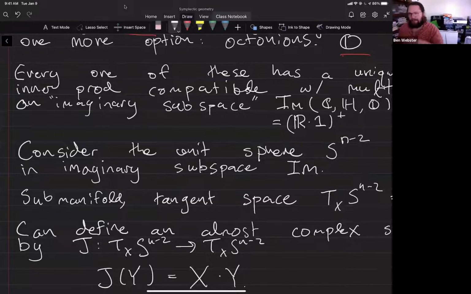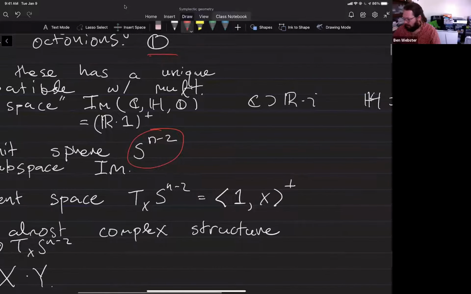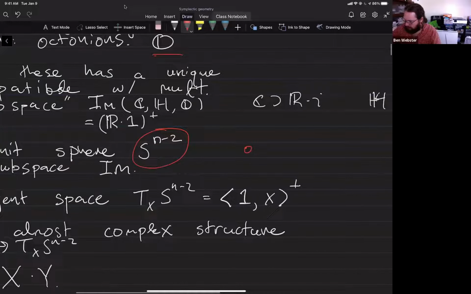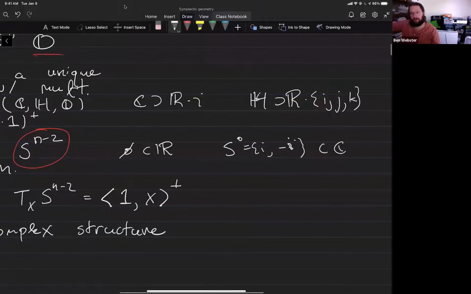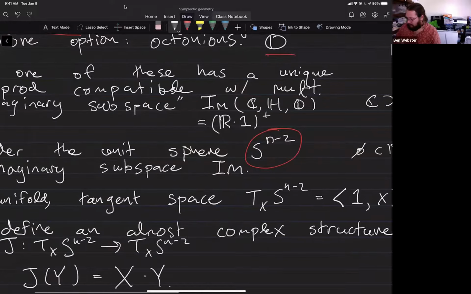All right, so having this imaginary subspace and an inner product means there's a unit sphere in the imaginary subspace. When I start with dimension n, I get a sphere of dimension n minus 2. So this is the empty set inside R, S^0, given by i and minus i in C, and then higher dimensional spheres, S^2 and S^6, in the quaternions and the octonions.